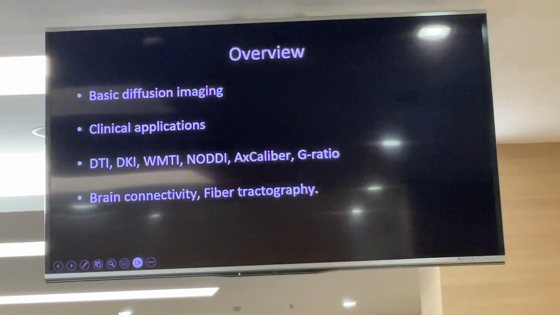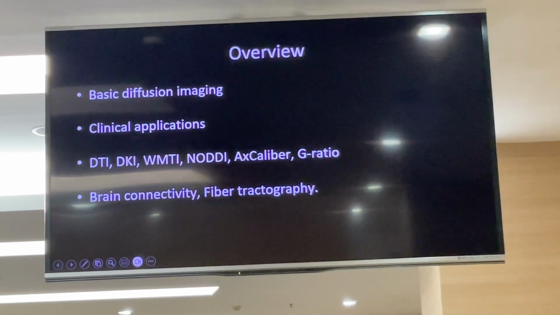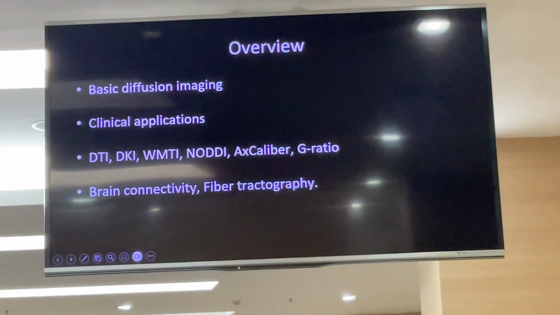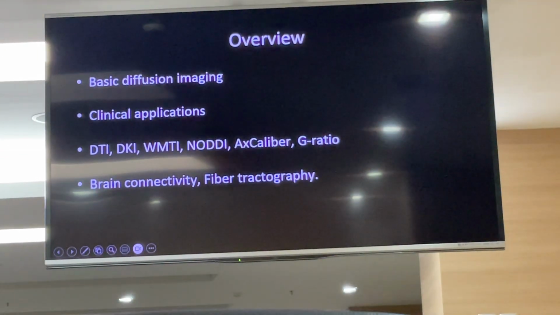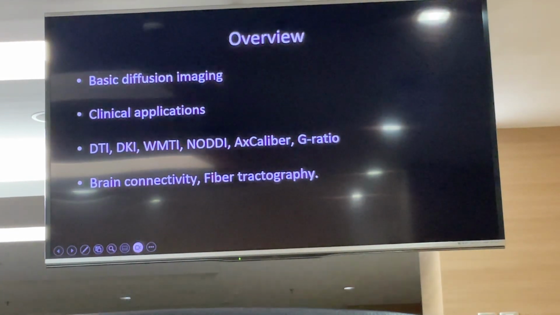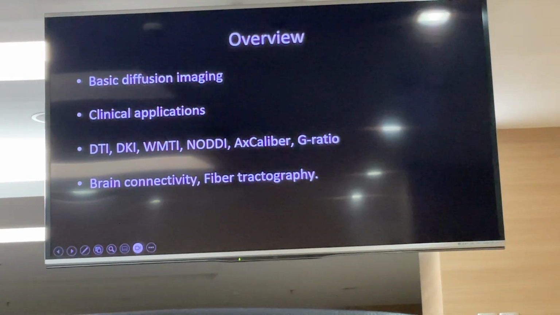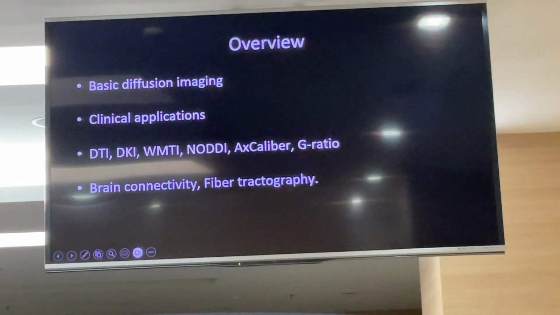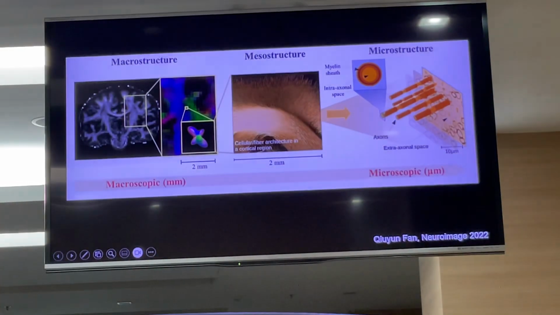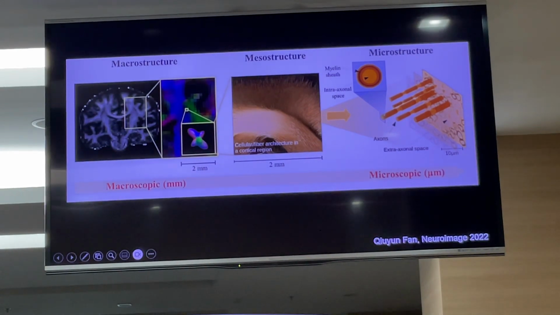I will talk about basic diffusion imaging and clinical application, and also some of the diffusion models that might be used in clinic and also for research. I will also touch on brain connectivity and tractography.